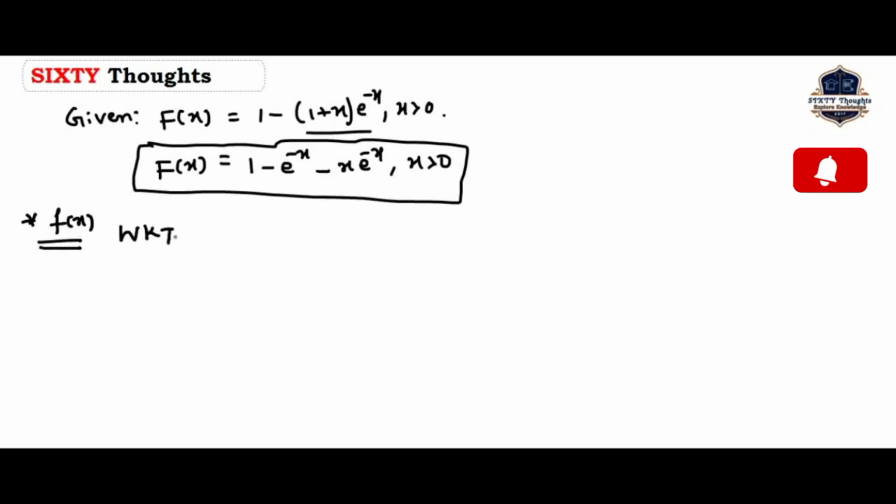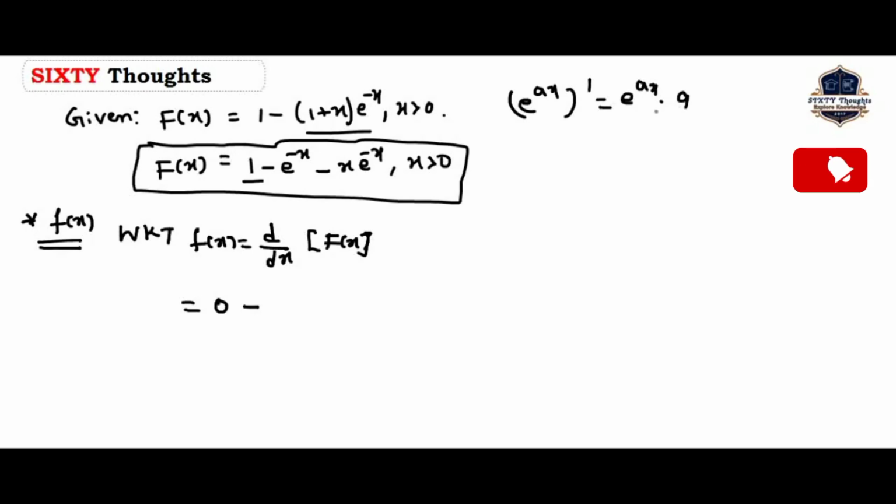We know the property of a distribution function, that small f of x equals d by dx of capital F of x, which means we are going to differentiate the given function with respect to x. How to differentiate this? The differentiation of a constant is 0. The differentiation of e power ax is e power ax into a. The product rule for uv is u into v dash plus v into u dash. So using these two formulas, we are going to find the small f of x value.